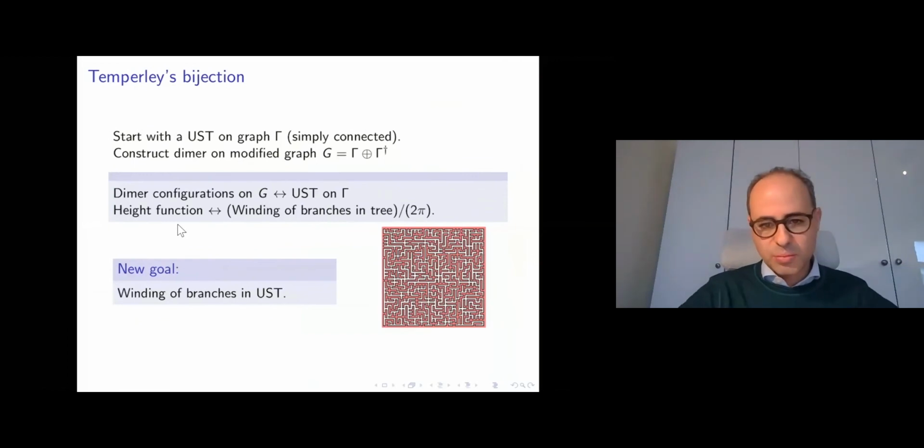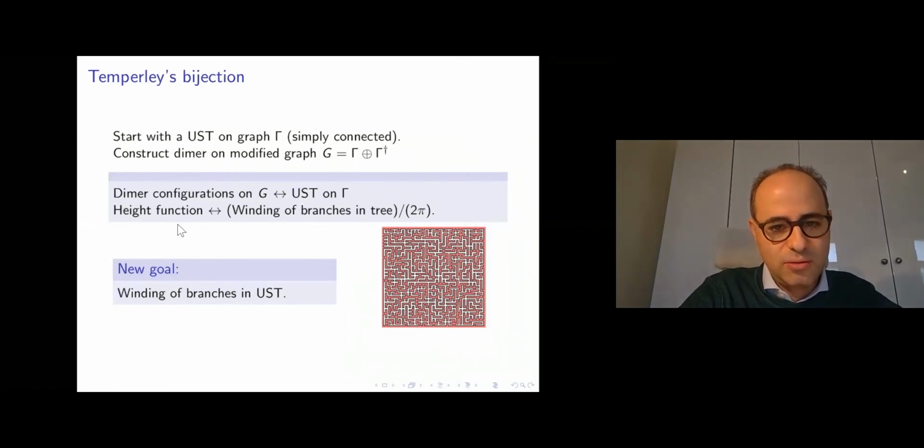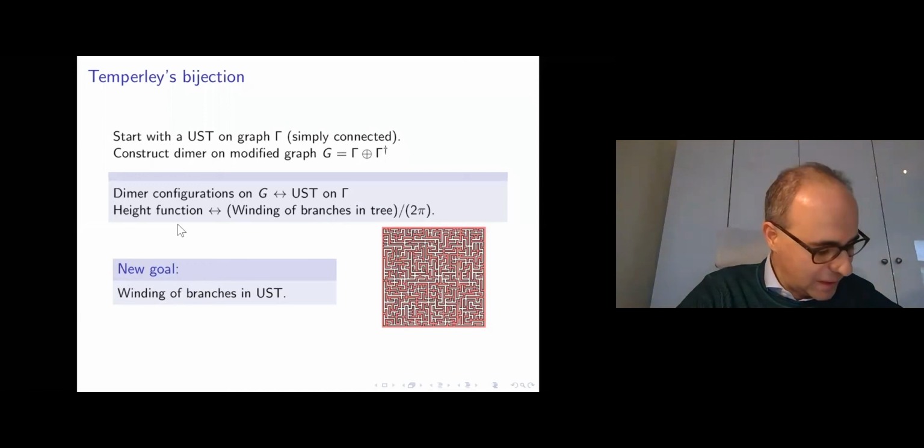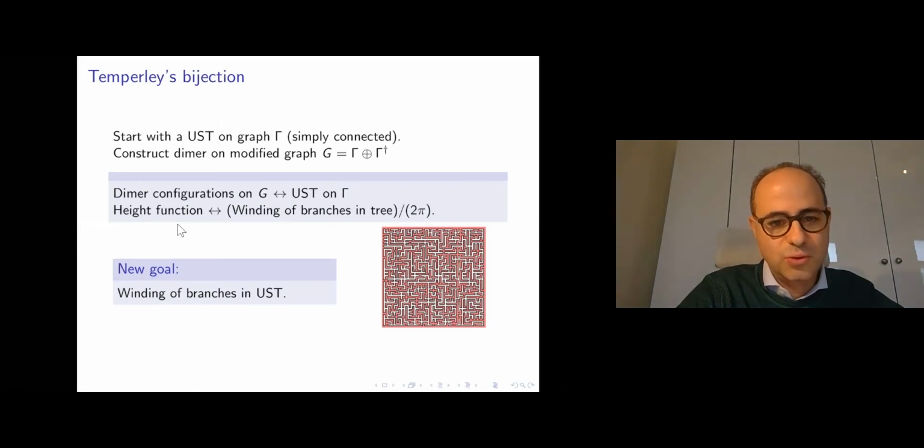So the starting point of this method is something called the Temperley projection, which really is a beautiful and remarkable bijection, which was known, of course, since the work of Temperley in the 1960s, but perhaps was not exploited to its full power until relatively recently. And the idea is to relate the dimer model to a uniform spanning tree. To be precise, we can start with the uniform spanning tree on a graph Gamma, which will be simply connected and planar. That's important.